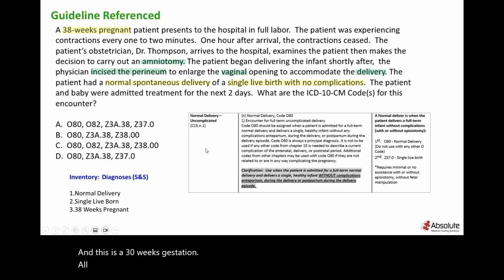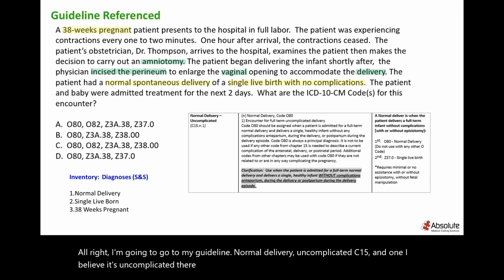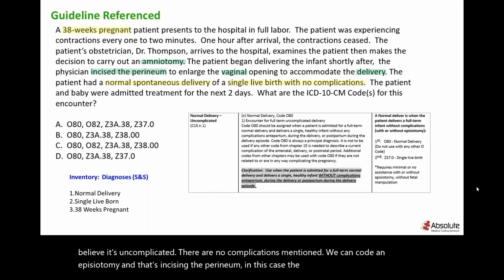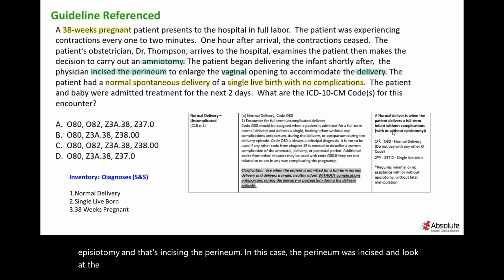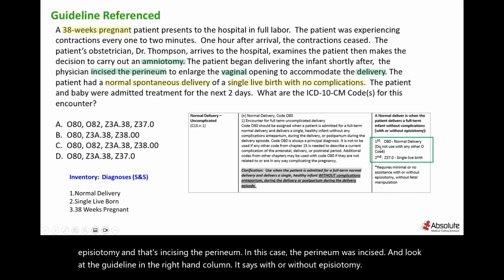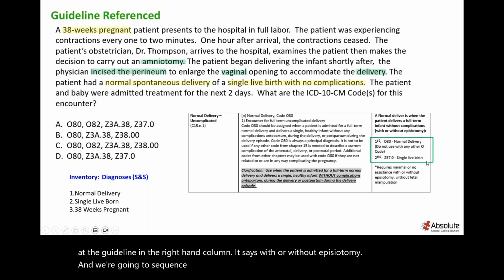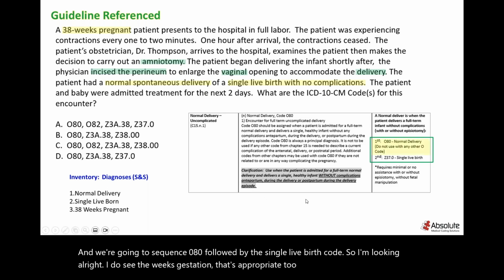All right, I'm going to go to my guideline. Normal delivery, uncomplicated, C15N1. I believe it's uncomplicated. There are no complications mentioned. We can code an episiotomy, and that's incising the perineum. In this case, the perineum was incised. And look at the guideline in the right hand column. It says with or without episiotomy. And we're going to sequence O80 followed by the single live birth code. I do see the weeks gestation. That's appropriate too, but I would probably sequence that last.